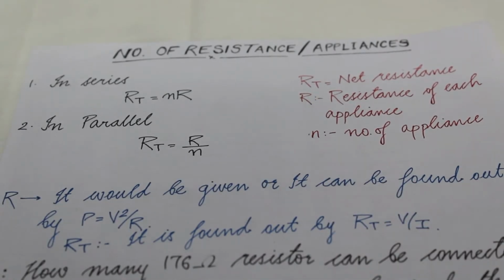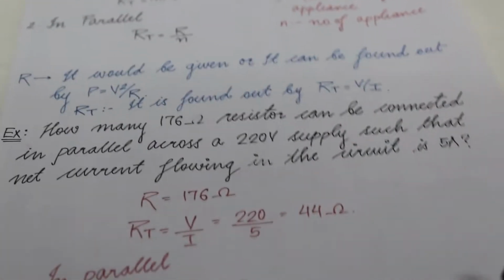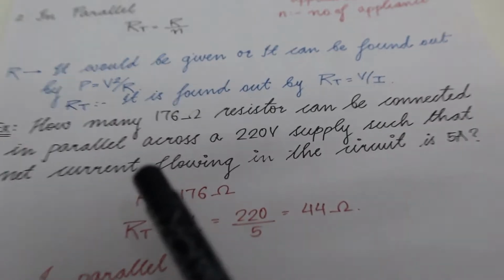Hello students, in the last lecture we have studied about circuit diagrams and how to solve them. Now many times a question is asked where you need to find out the number of appliances. These questions are even there in your NCERT books. The question is something like this. Let's say I have taken a question.